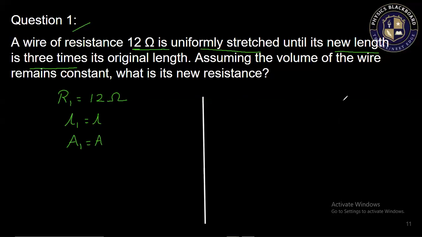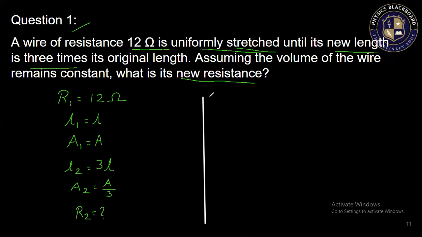Now, when this wire is uniformly stretched until its new length, L2, becomes 3 times its original length, that is 3L. Assuming the volume remains constant, the area of cross section decreases. You can take the new area of cross section as A by 3. What is the new resistance? We need to find the new resistance.